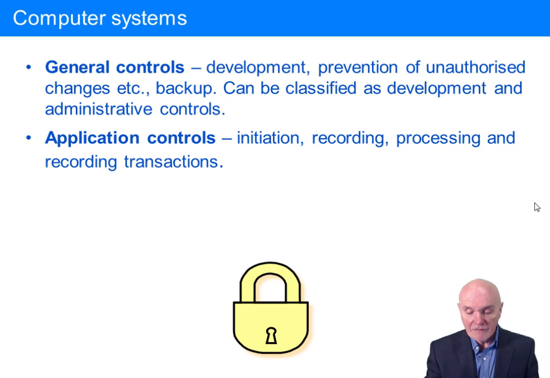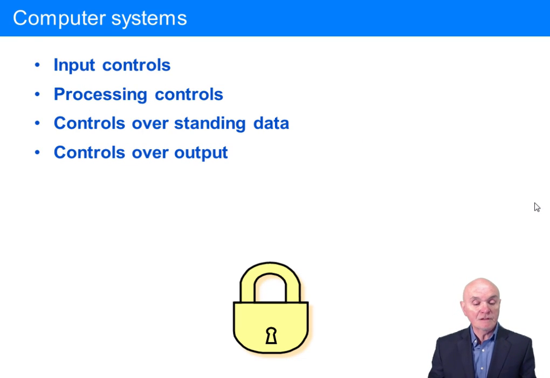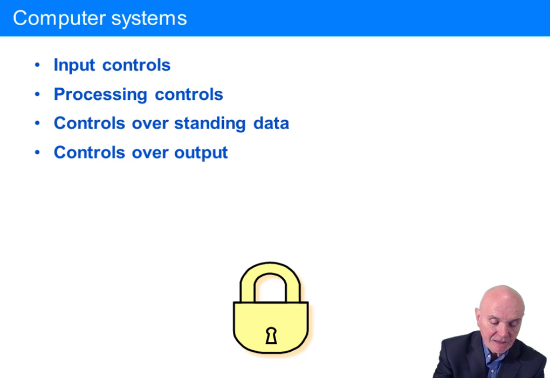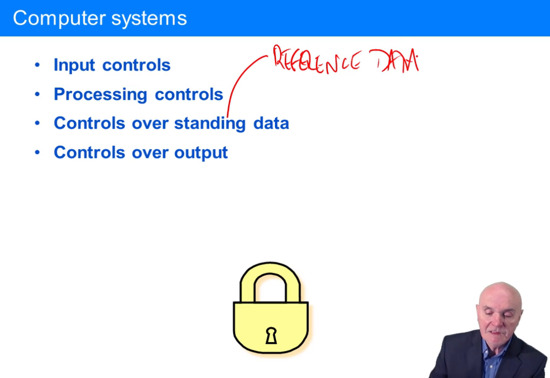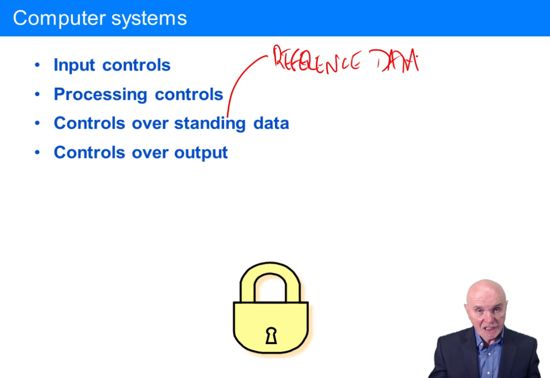What are the various ways? Here we have the input of processing, controls over what's called standing data, and controls over output. This mentions something called standing data, and standing data is sometimes called reference data. This is data which is referred to, which is used, but which doesn't change very much. In a way, it stands still.